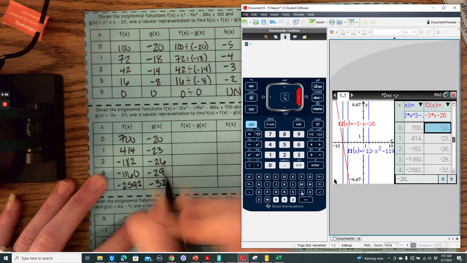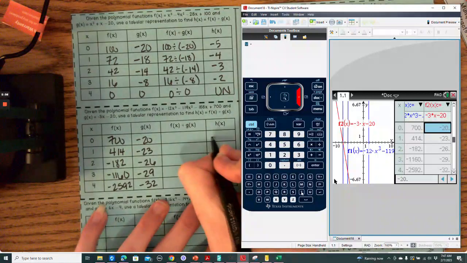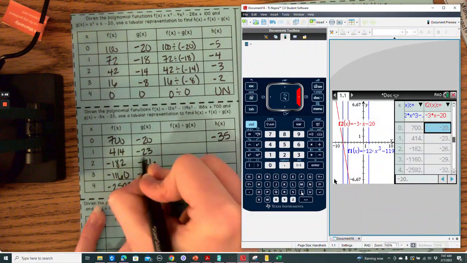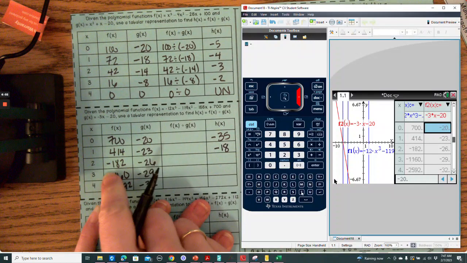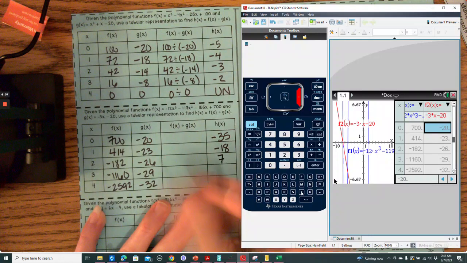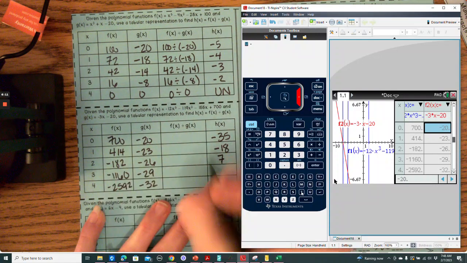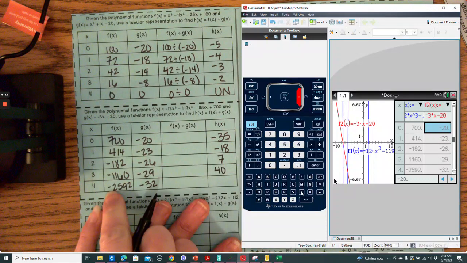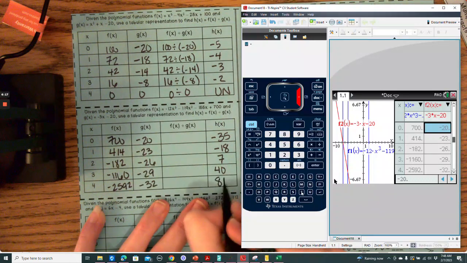and then again, all we're doing is we're dividing. So 700 divided by negative 20 is a negative 35. 414 divided by negative 23 is a negative 18. Negative 182 divided by a negative 26 is a 7. Negative 1160 divided by negative 29 is a 40. And then 2592 divided by negative 32 is a positive 81.